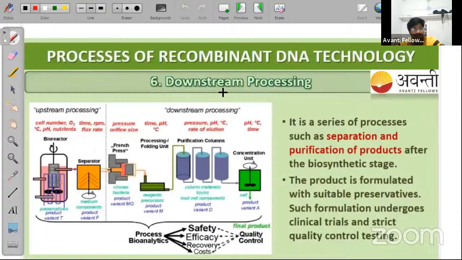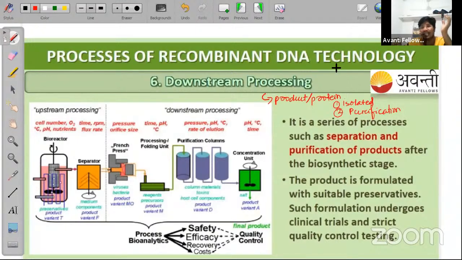Okay, let's move to the last part, that is the downstream processing. And I told you in the downstream processing what happens. The product is produced now. The product or the protein is produced now. This protein will be isolated at first, or separated from the tanker. After the separation or isolation of the protein, this protein will undergo purification. Is that clear to everyone?